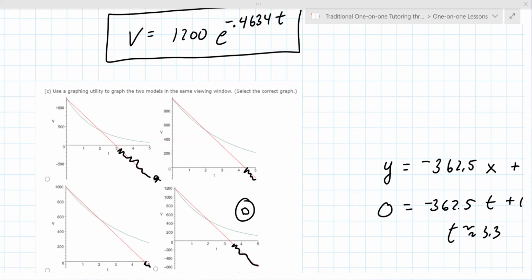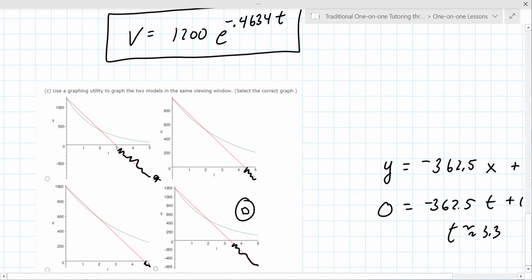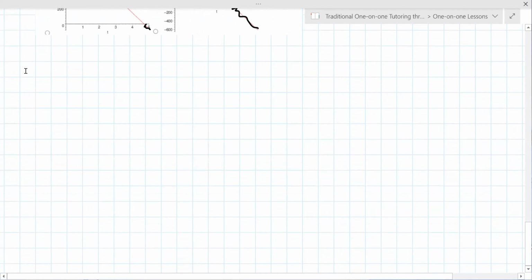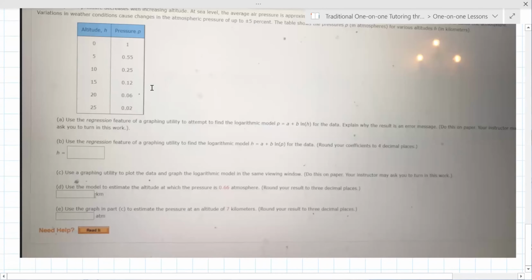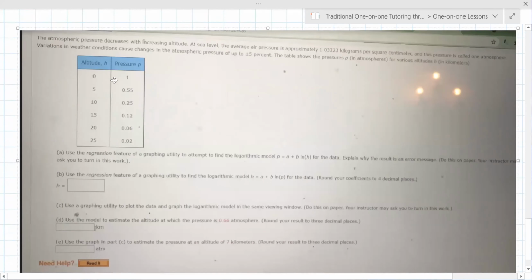You have a problem here about atmospheric pressure decreasing with increasing altitude. I'm seeing that you sent one of those. Niko had the same question. I'm going to use yours as a baseline here. Let me snip that in. A lot going on in this question. Okay, so they give you a data set.